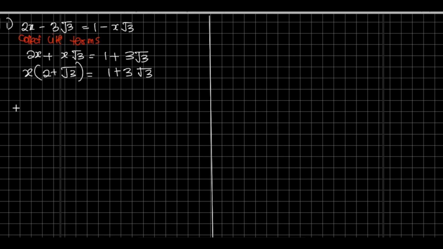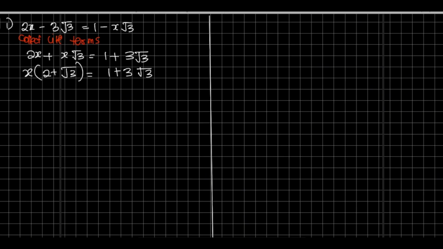So that's the first step. You bring all the like terms together and then you factor out the unknown. Usually it will be one unknown. If it is two, that will lead to simultaneous equations which you can easily solve.